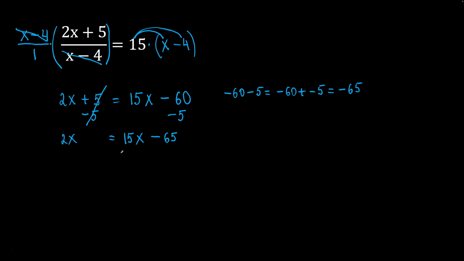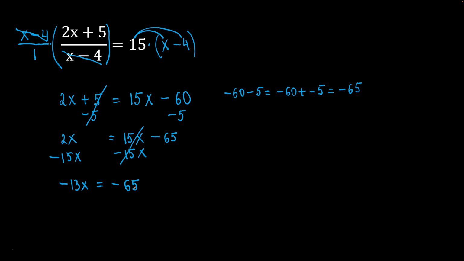What do we do next? We bring 15x to the left side, right? To collect x's together. So if you are in the United States, you will subtract 15x from both sides. If you're from a different country, you take 15x and bring it to the left side as negative 15x. 2x minus 15x will give us negative 13x. And on the right, 15x minus 15x will give us 0, and then bring down negative 65.